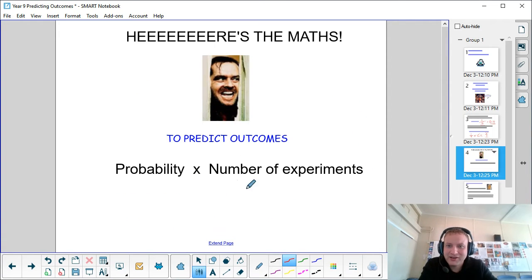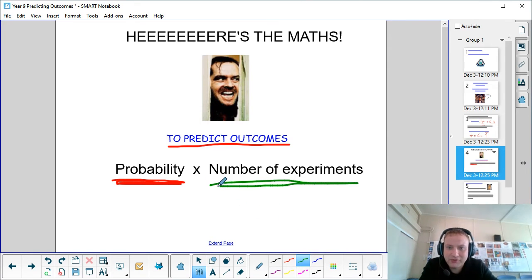If you want the actual formula for it, it's not much of a formula. You might want to write this down with everything else in your glossary, in your probability section. If I want to predict outcomes, to see how many times something should happen, I've got to find the probability of the event first. So you've got to do all the work you've practiced so far. Then you just take that probability and multiply it by the number of experiments happening, or the number of times you repeat the trial. It could be the number of times I roll the dice, or the number of times I have a shot at goal. That's essentially all you're doing: probability times the number of experiments.